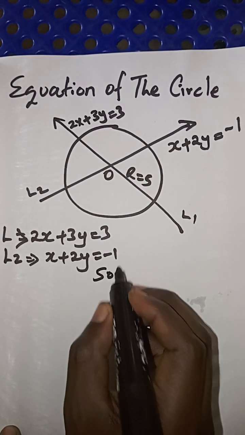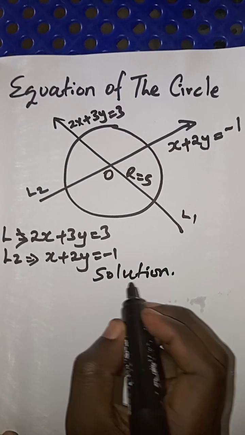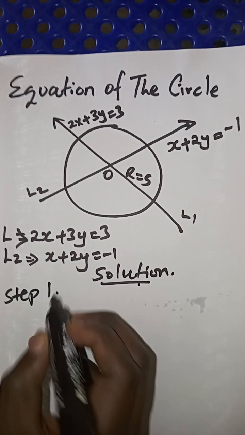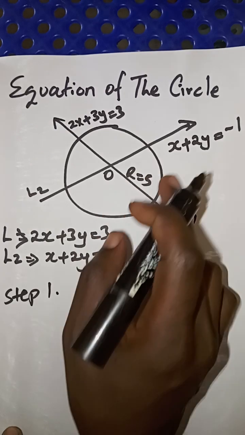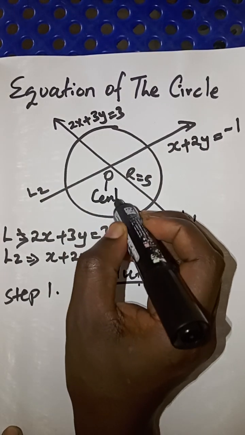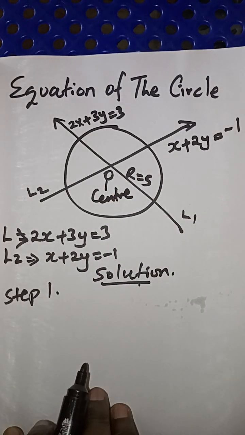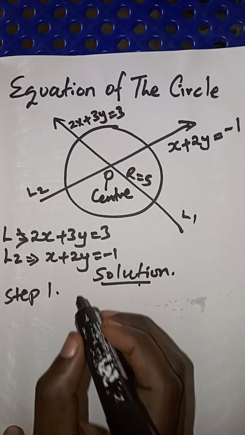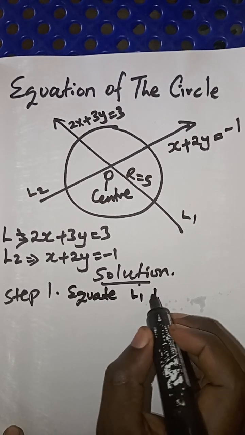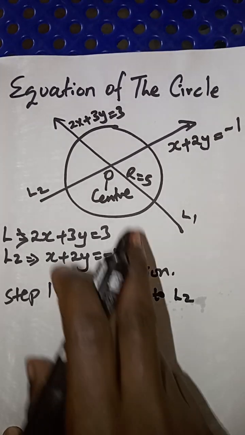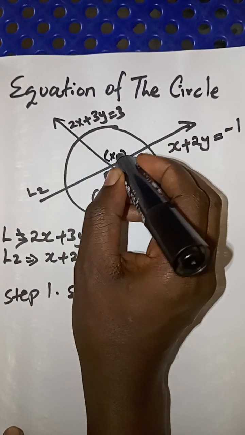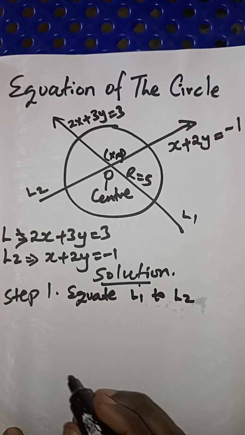Straight away, let us dive into the solution. The first step that I'm going to do: since the two lines pass through the center, this is my center of this circle, then I'm going to equate line 1 to line 2, so that I find the actual coordinates of x and y at the center.